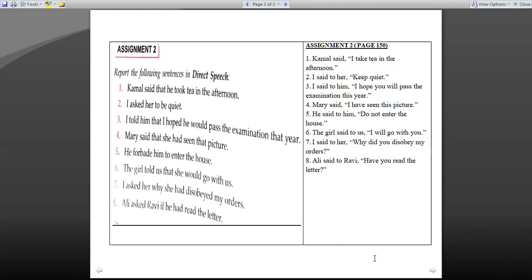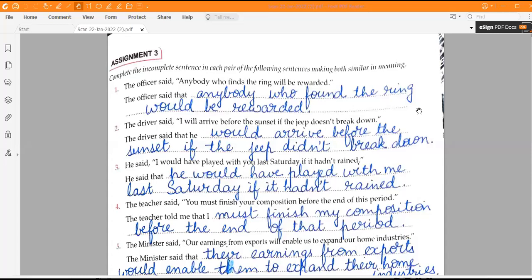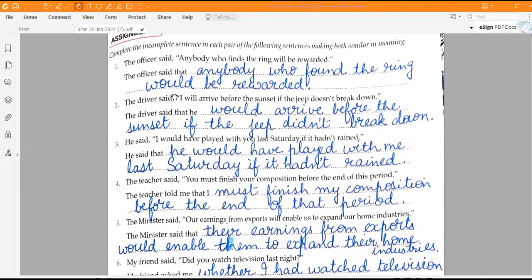With this we come to the end of this assignment. Moving ahead to the exercises given on page 151. This is the third assignment and it says: complete the incomplete sentences in each pair of the following sentences, making both similar in meaning. They have given the sentences in direct speech and you have to change them to indirect speech.